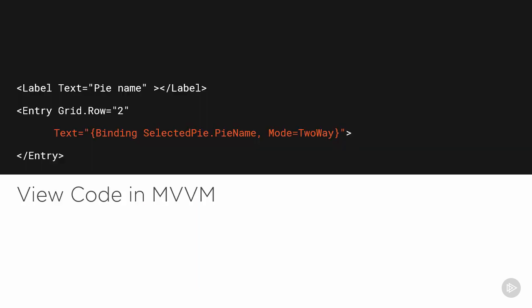Here you can see a snippet of typical MVVM-based view code. But wait, that looks pretty normal now, doesn't it? Well, indeed, I'm happy that you noticed. This code is regular XAML code that uses data binding. We are here binding the text of an entry to the name property of this selected pie. You will see very soon that selected pie is a property of the view model.